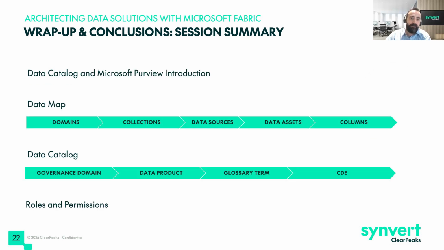To wrap up our session, we have seen the main concepts of data catalog and Microsoft Purview. And then we have talked about the data map, domains, collections, data sources, data assets, columns. We know that when we arrive to data sources, we have a lot of automatic tasks that make our lives easy. And then we have the part of data catalog that is a business view about governance domain, our data products, glossary terms, and CDEs. Finally, we have talked a little about roles and permissions.